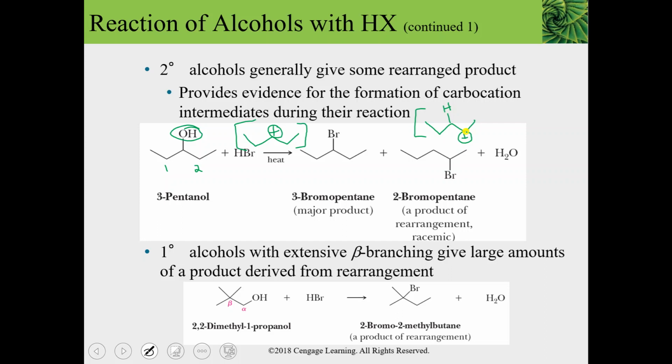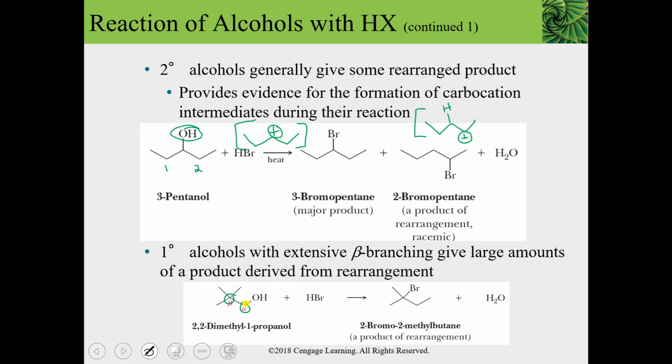In primary alcohols, if there's a lot of beta branching, remember beta, it's up like a bird flies in the sky, you're going to get a lot of product from a rearrangement. What does that mean? If this is my beta carbon and this is my alpha carbon, and that hydroxyl group is on that alpha carbon, we're going to get a shift. There will be a hydride shift to satisfy that primary carbocation.